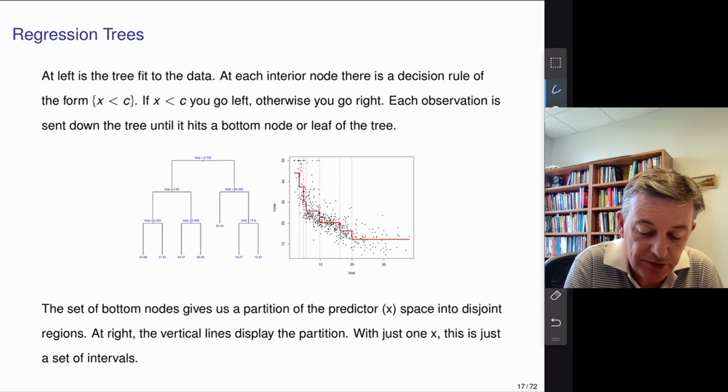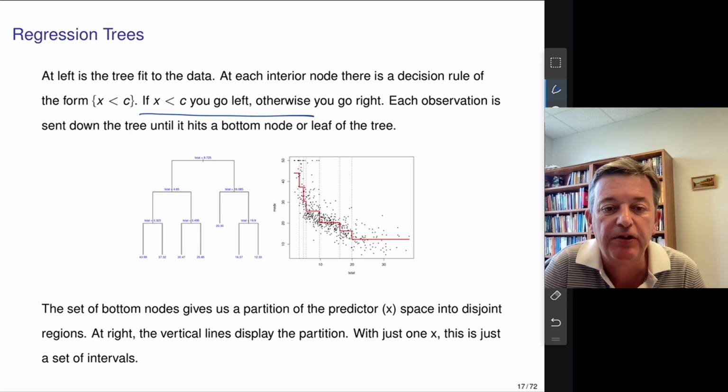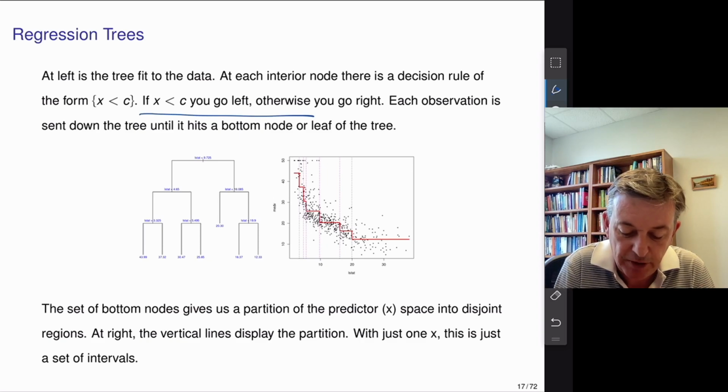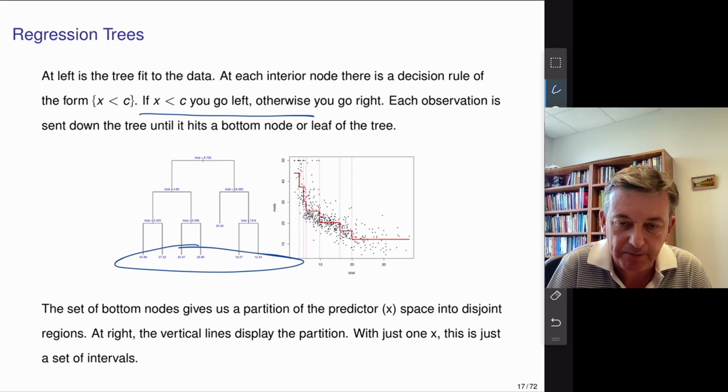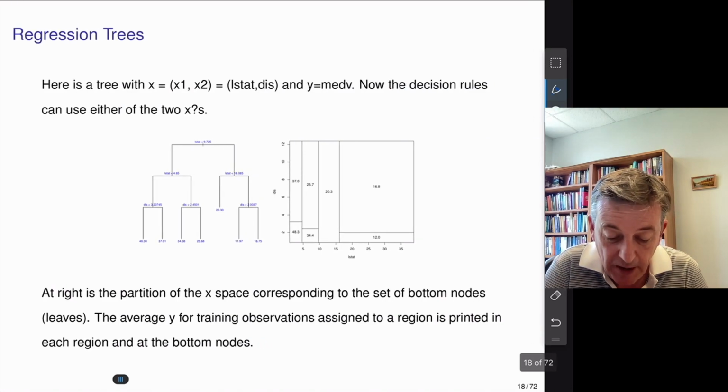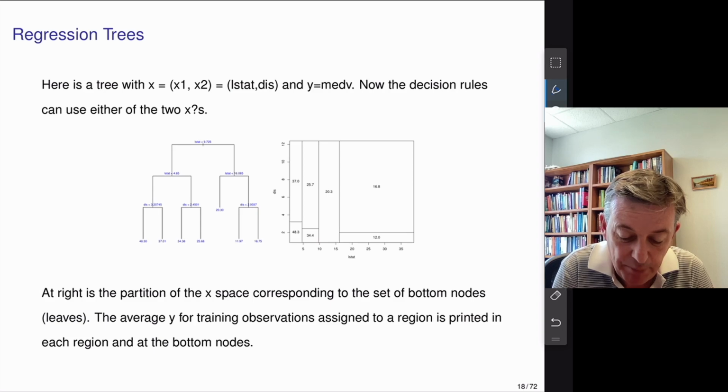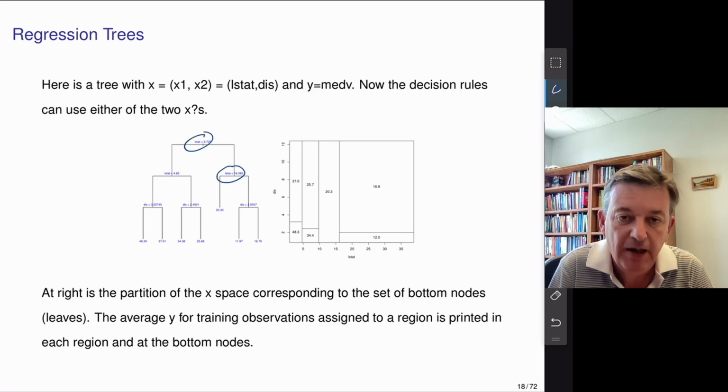If X is less than C, you go left. If X is bigger than C, you go right. And at the bottom of the tree, I basically have my predictions. And in that simple 1y, 1x example, it looks like that. If I have two variables, my cut points can depend on different variables.